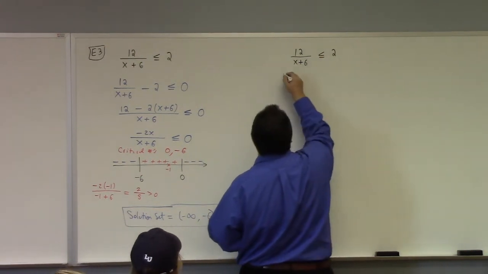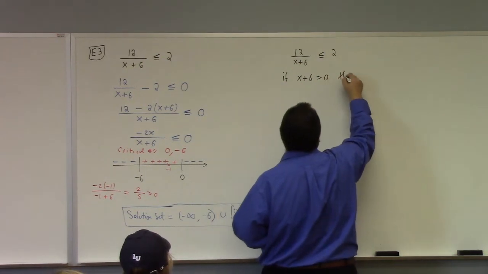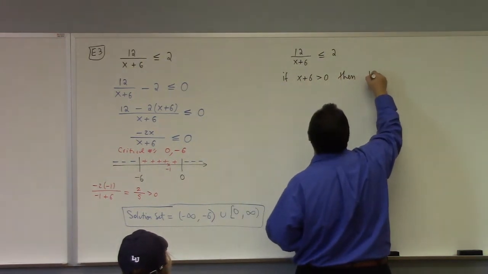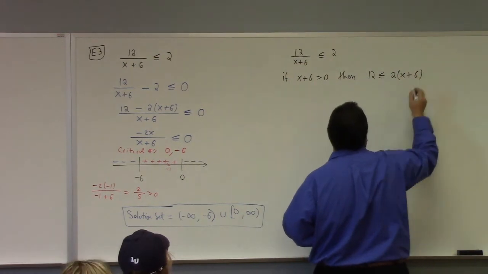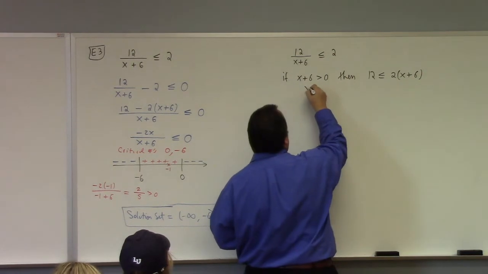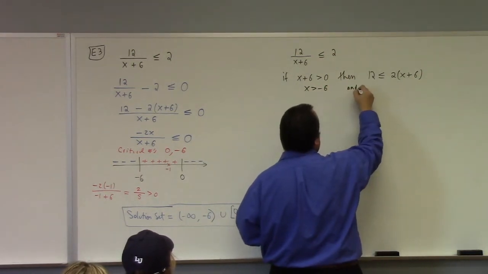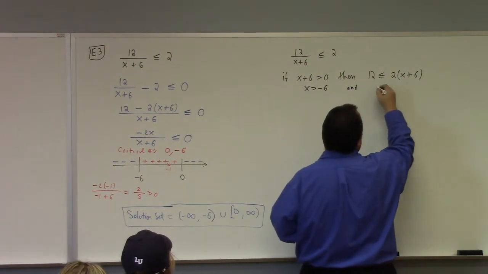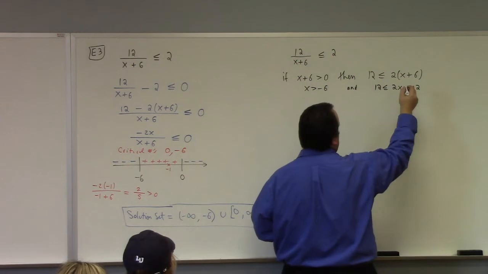So if x plus 6 is positive, right? Then we get 12 is less than or equal to 2 times x plus 6, right? So that means what? x is greater than minus 6. And what else here? 12 is less than or equal to 2x plus 12, which means what?